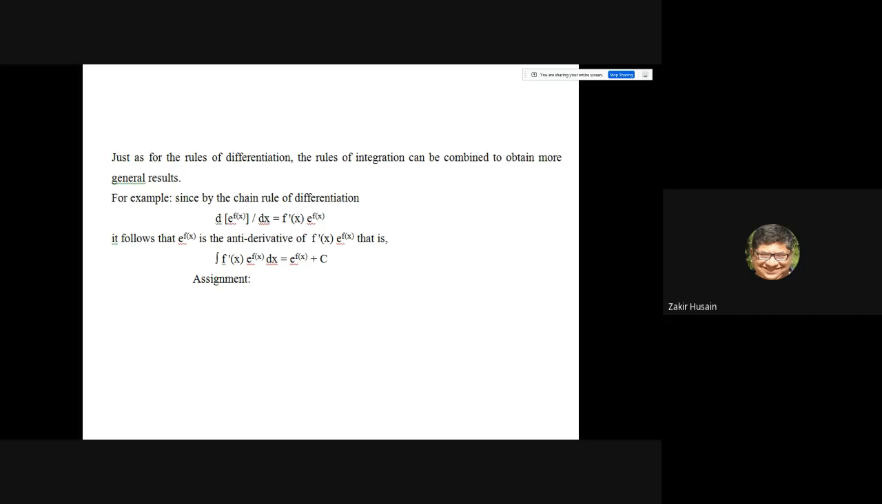Okay. So the rules of integration can be combined. So far what we have done is we have just used one rule of integration, but obviously we can combine different rules of integration. So here we are combining the chain rule, and we are using the rule for f x.